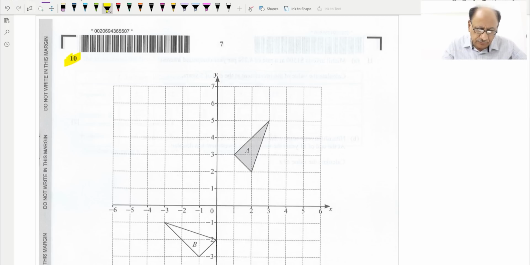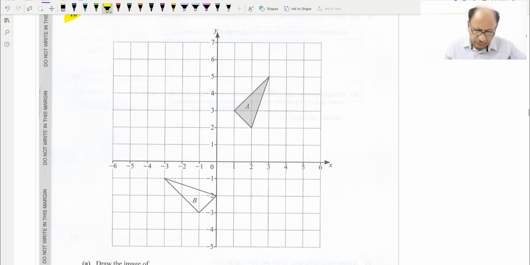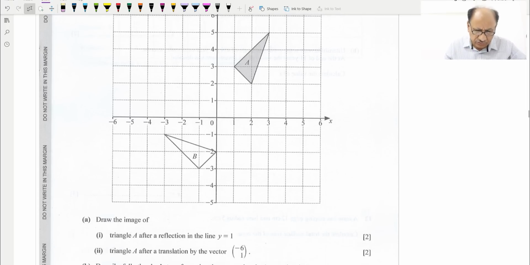Question number 10. This grid is provided. This is a transformation question. Part A says draw the image of the triangle A after the reflection in the line y is equal to 1. So y is equal to 1 will be this line, and we require the image of A.